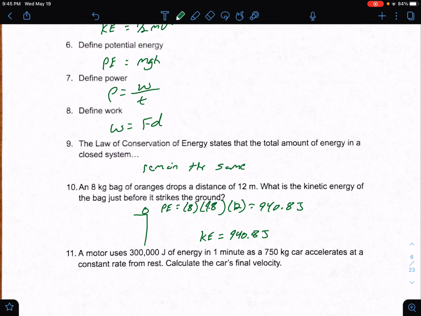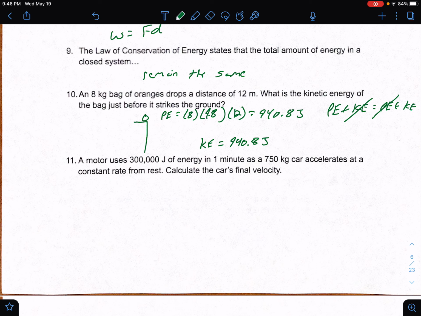Okay, this is an example of PE plus KE equals PE plus KE. So when it was sitting before it fell, it had purely potential and no kinetic, so you can cross off kinetic. And when it hit the ground, it had no potential energy anymore. It was just pure kinetic. So that's why we can set them equal to each other.